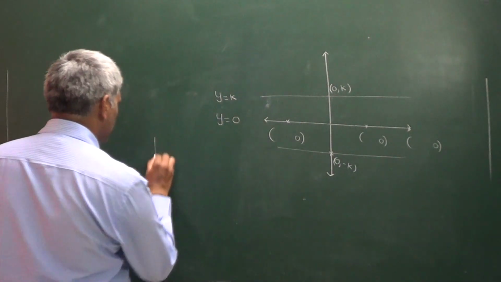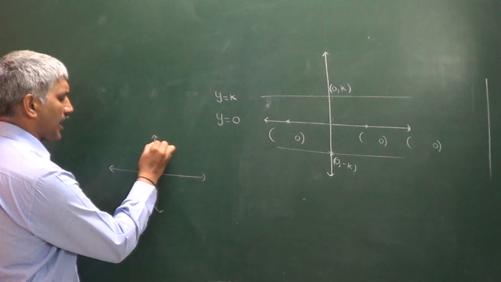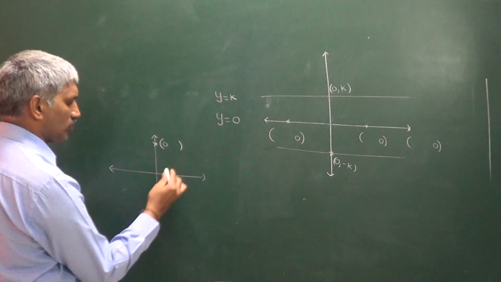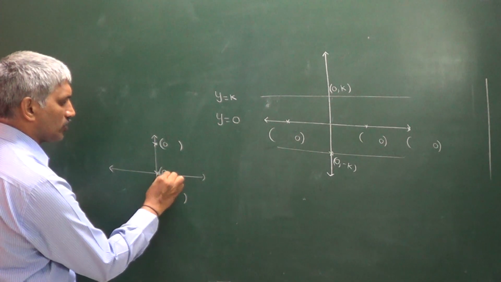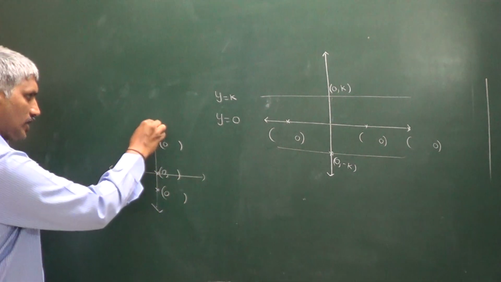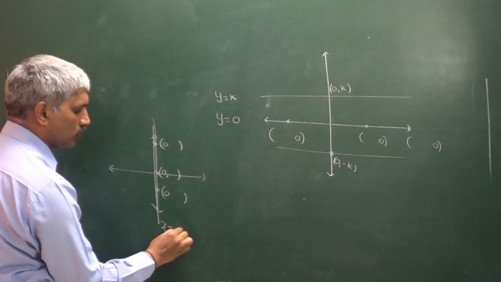At the same time, you can take any point on the y-axis. On the y-axis, the x coordinate is equal to 0. That's why the equation of the y-axis is x equals 0.